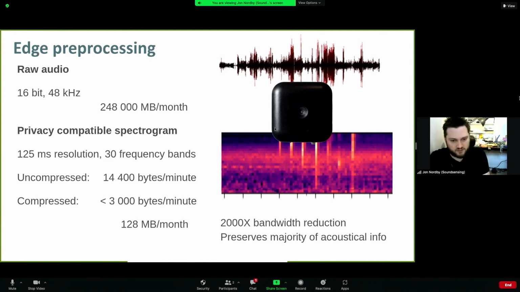If you have it uncompressed, it's 14 kilobytes per minute. And we use some compression on this to get down to 120 megabytes per month, which is a very manageable amount of data to send on 4G or Wi-Fi or wireless transport. It's almost a 2,000 times reduction in bandwidth. It preserves the majority of the acoustic information needed to detect problems. This is already a win.